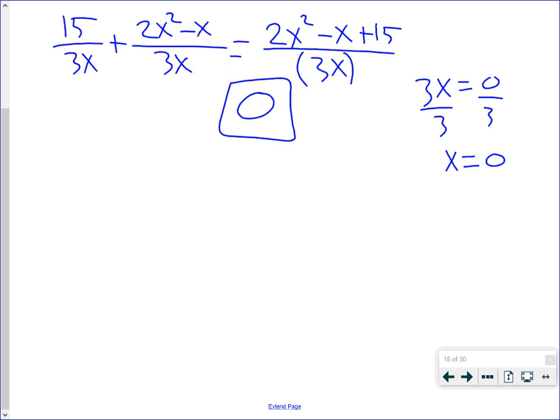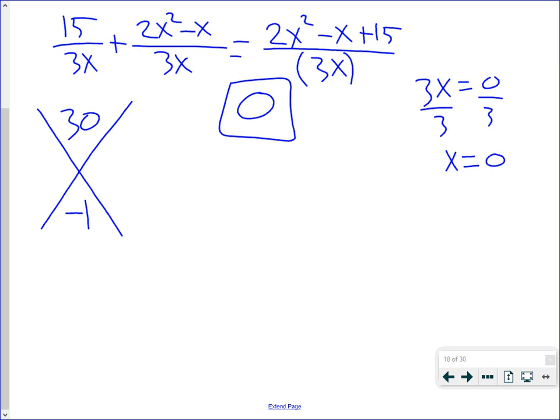After that, we're going to see if our 2x squared minus x plus 15 can actually factor out. We don't have a 1 in the a value, so we're going to do a times our c value, 2 times 15. That's 30. And we want factors of 30 that add up to give us -1. There's no possible factors of 30 that add up to give us -1.